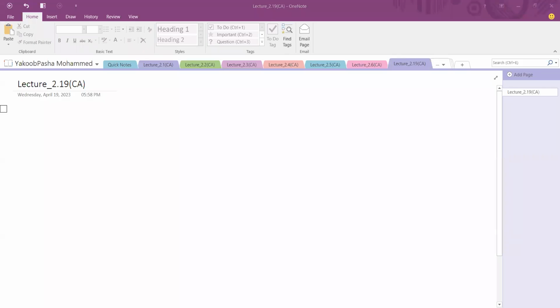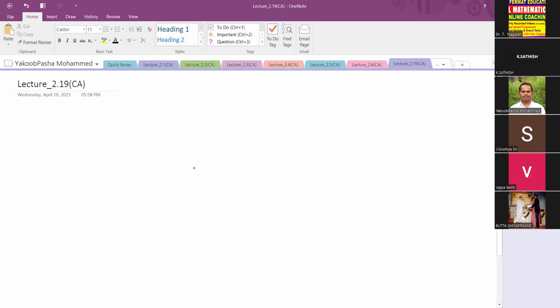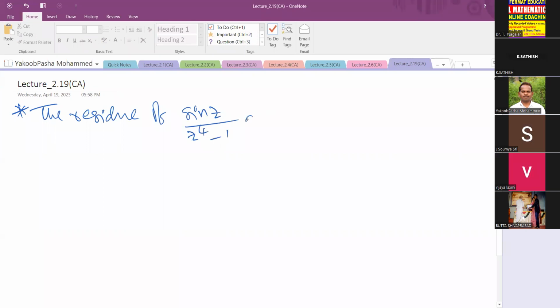We will discuss the continuation of residues. Now I'm taking one problem from CSIR, also from GATE, and also set as a question from another state. The residue of sin z divided by z power 4 minus 1 at z equals i.